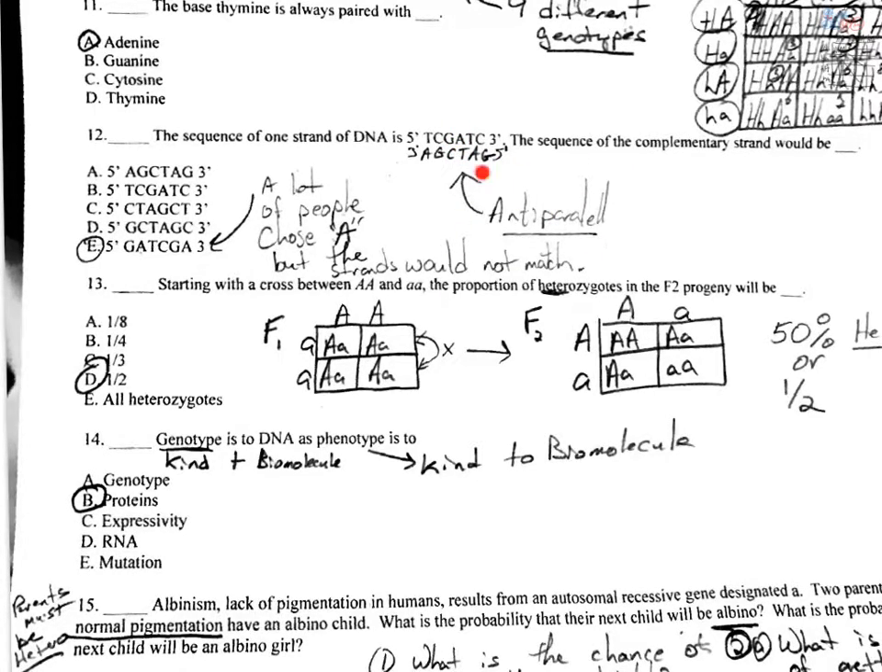This was testing whether you understood the idea of anti-parallel. Do you understand that 5 prime matches with 3 prime and 3 prime with 5? It's an old trick. I got this trick when I was in college. I got this trick when I was in high school. This is a trick they throw at you all the time on ACTs, on standardized exams. This is something you've got to keep an eye on. Do the prime ends match?